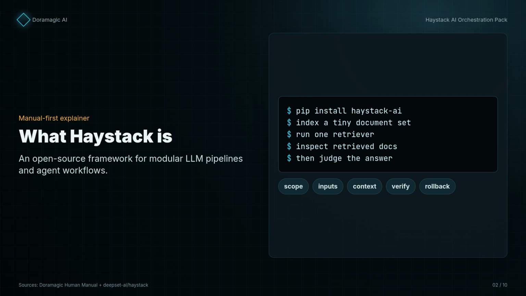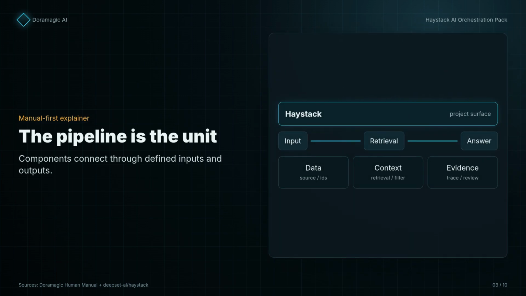The core object is the pipeline. A pipeline connects components into a graph. Each component has defined inputs and outputs. That sounds basic, but it is the difference between a random chain of prompts and a system where retrieval, routing, ranking, generation, and post-processing can be tested separately.